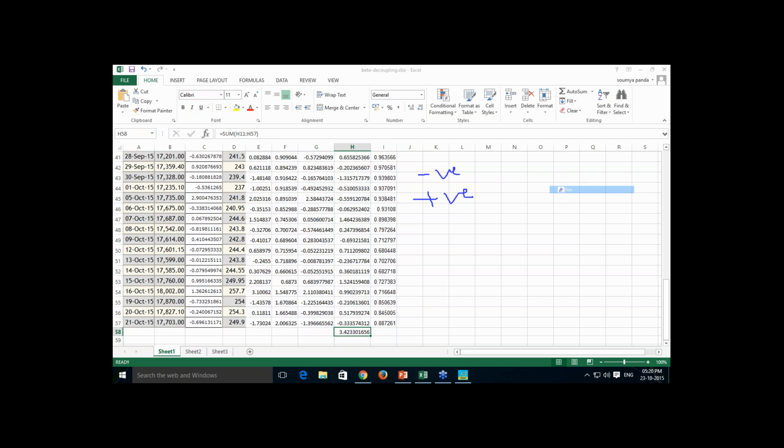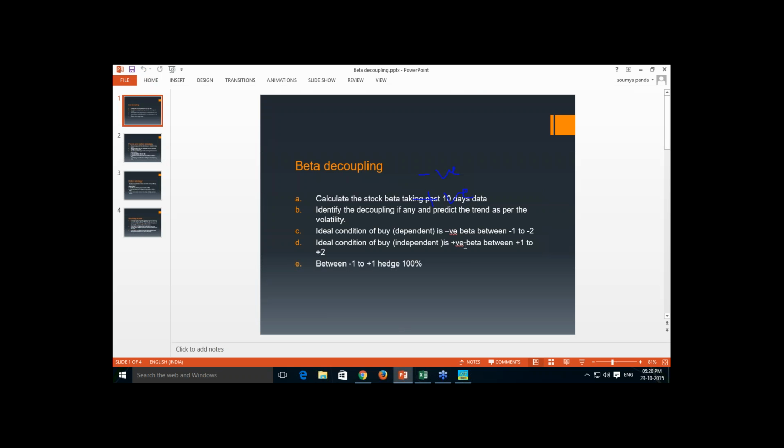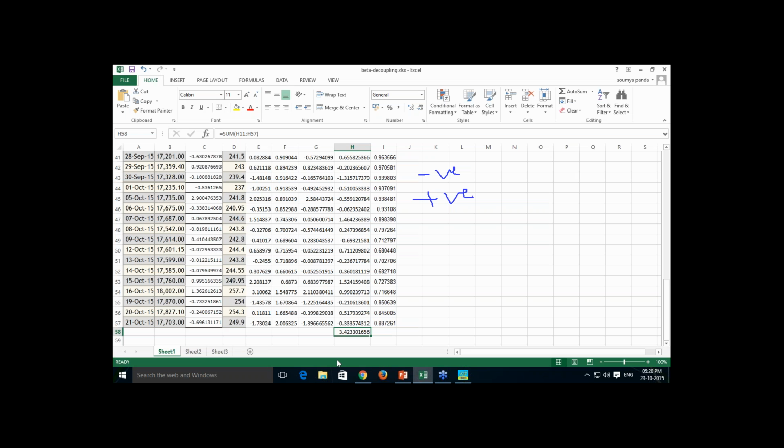Positive beta decoupling means you have to buy the independent and sell the dependent, at the +1 to +2 level. Since it is above +2, you can think of buying the Bank Nifty and selling the SBI. On a lot size basis, the contract value should be the same, so that less money is involved in that particular trade.